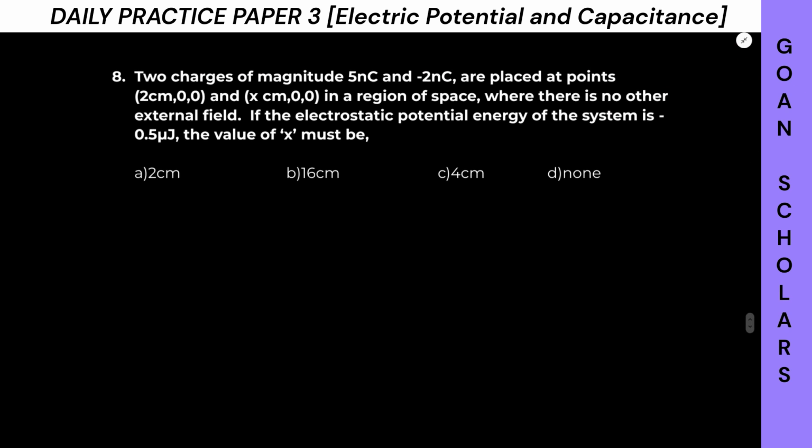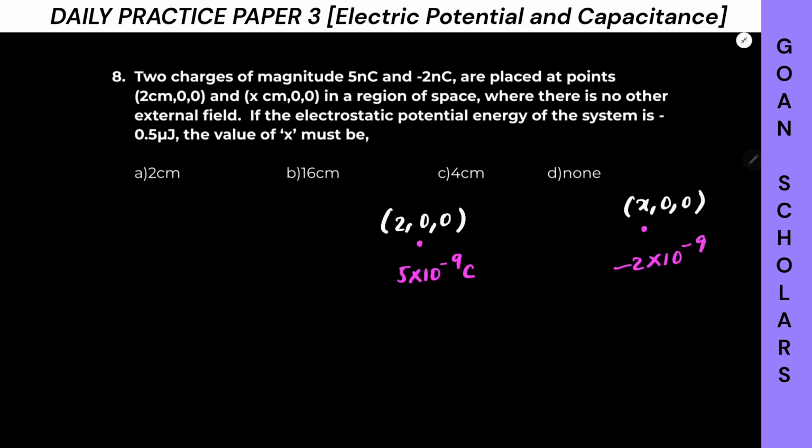Question number 8 says two charges, their magnitude is 5 nanocoulomb. Let me just draw here because they are saying at some point. So initially, this is 5 nanocoulomb, and another one is minus 2 nanocoulomb. Where are they placed? One is placed at 2, 0, 0, and another is at x, 0, 0. So what's the separation? The separation between them is x minus 2.